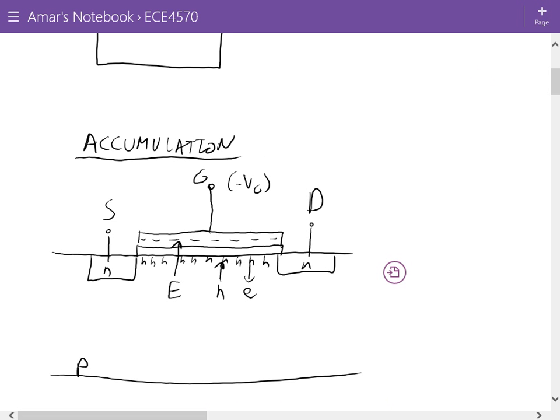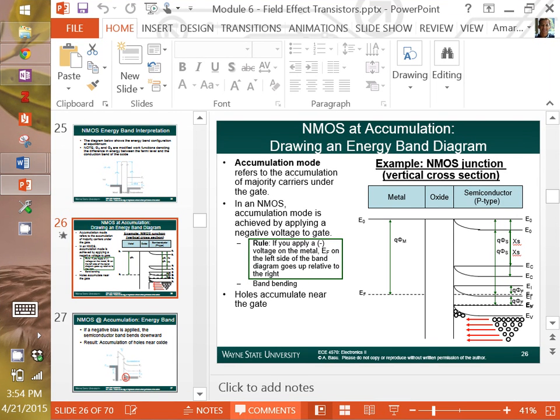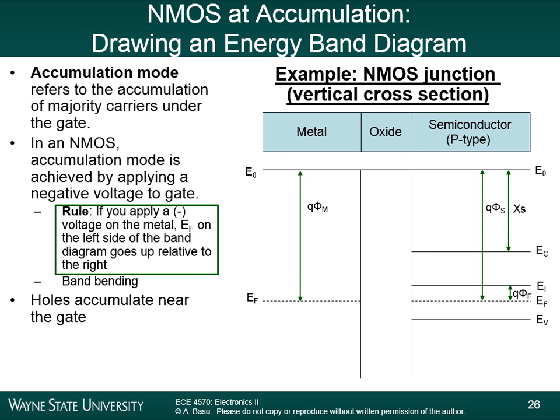So let's now look at accumulation from an energy band diagram perspective. An accumulation mode refers to the accumulation of majority carriers under the gate. In other words, the accumulation of holes under the gate for an NMOS device. In an NMOS device, accumulation mode is achieved by applying a negative voltage to the gate. All right. Now, I just showed you the physical model of that. Now we're going to draw the energy band model.